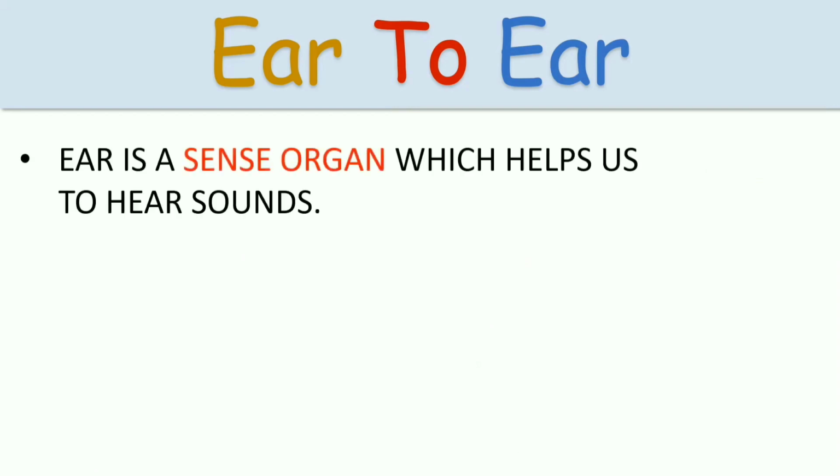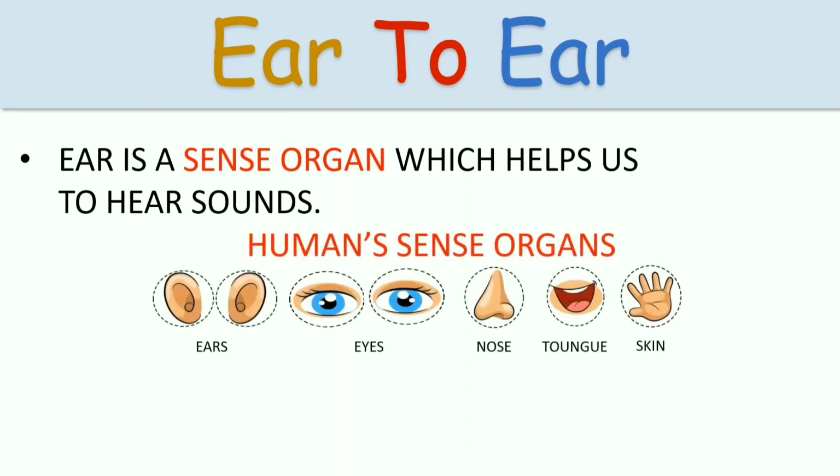As we know, the ear is a sense organ which helps us to hear sounds. We humans have 5 sense organs: ears, eyes, nose, tongue, skin. Ears help us to hear sounds, eyes to see things, nose to smell things, tongue to taste things, and skin to feel things. So students, you now know about the 5 sense organs of a human. Okay?